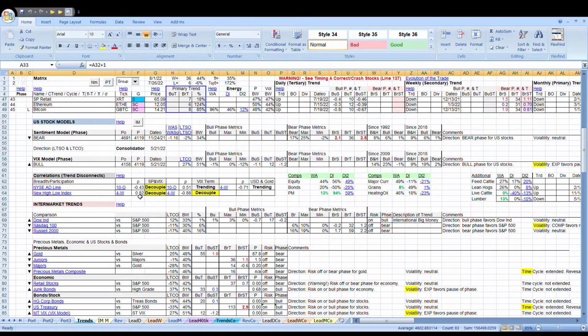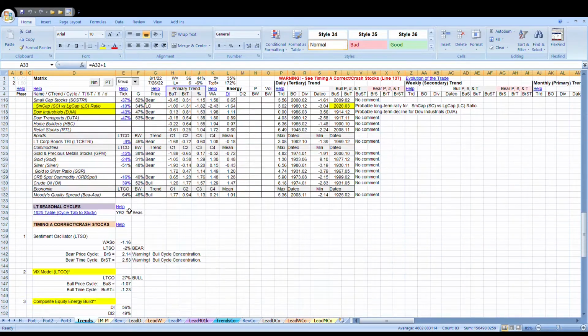So the computer is identifying, you can count them, 1, 2, 3 decouplings across different time frames and different measures of them. This is the S&P 500 versus the VIX correlation. It normally is trending most of the time. It decouples when you have a problem underneath, and that's what we can see here. And this is the term structure of the VIX. It's currently trending in decoupling, but this is right at the cutoff.